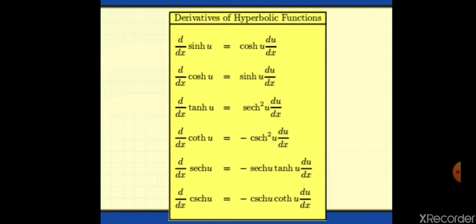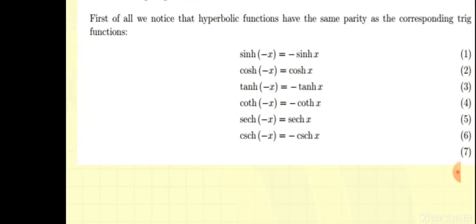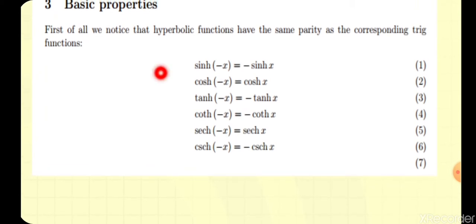And the derivatives also of the hyperbolic functions, you must memorize these rules well. Also, we can see here how to check which of the hyperbolic functions is even or odd. As you can see here, the hyperbolic cosine and the hyperbolic secant are even functions and the other functions are odd.